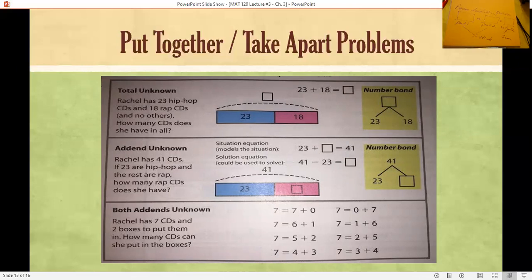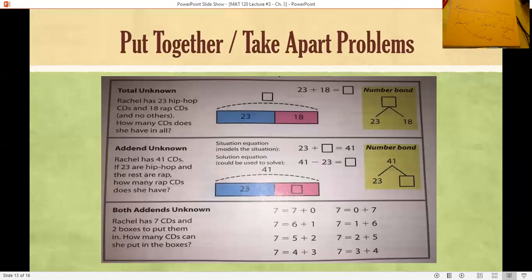When we're looking at both add-ins unknown, there is a list of answers, not just one answer, a list of answers. This is the kind of word problem that students shy away from. When you see an open-ended question on one of the standardized tests that looks like this, we want the students to have already seen this in math class before they take that achievement test.